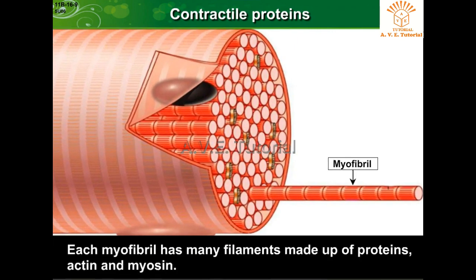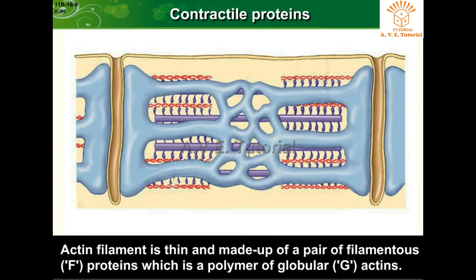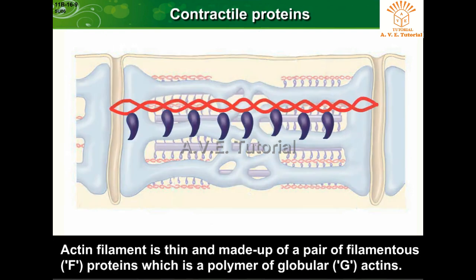Each myofibril has many myofilaments made up of proteins, actin and myosin. Actin filament is thin and made up of a pair of filamentous, that is F, proteins, which is a polymer of globular, that is G, actins.